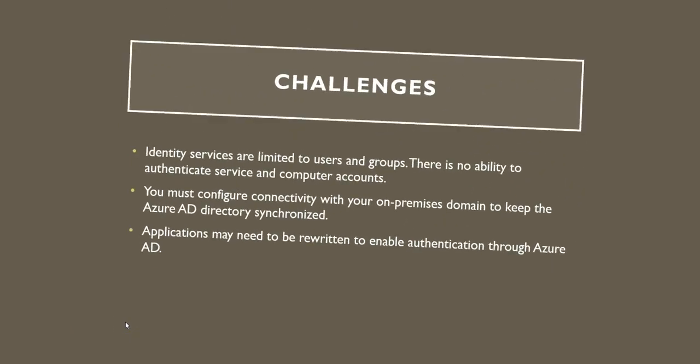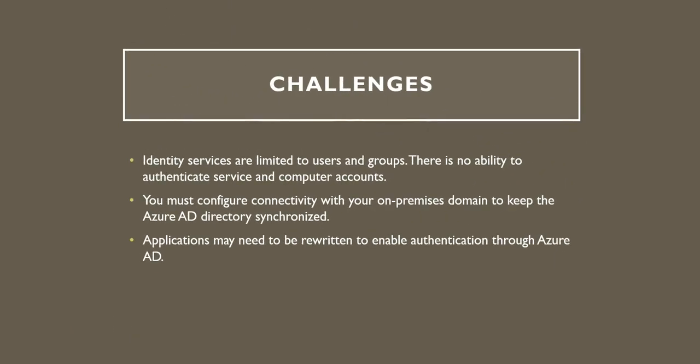There are some challenges associated with this as well. Identity services means you're only using Azure AD and not the extended part of your on-prem. It is only limited to users and groups. I'm sorry, I mentioned devices as well in the previous slide, but the identity sync is only available for users and groups. There is no ability to authenticate service and computer accounts. You must configure connectivity with your on-prem domain to keep the Azure AD directory synchronized by using Azure AD Connect. Applications may need to be rewritten to enable authentication through Azure AD.